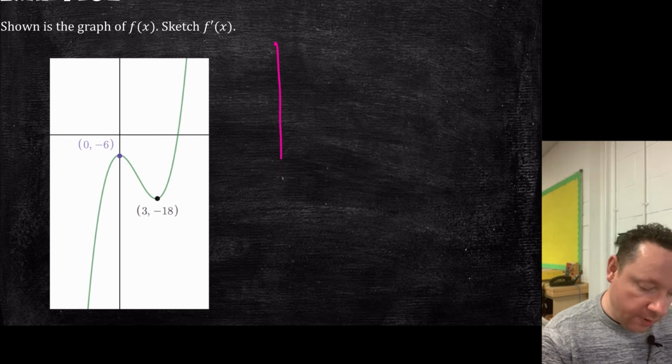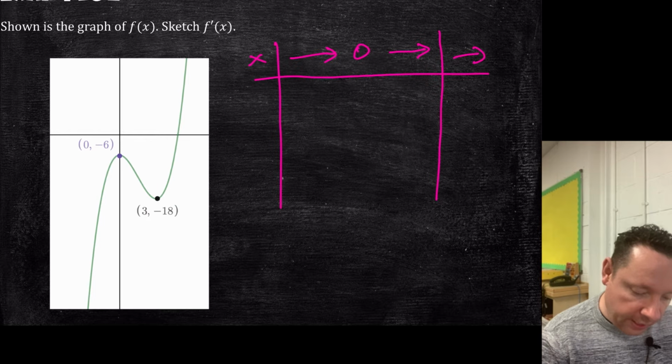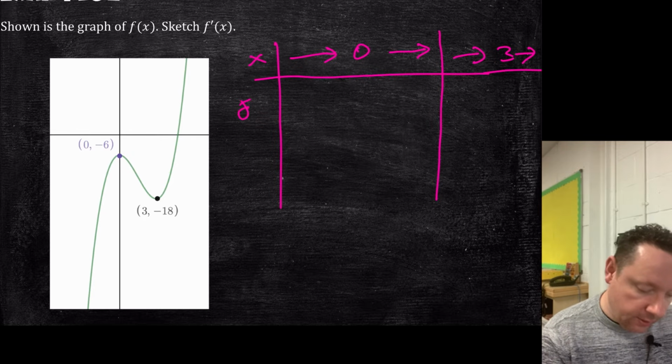So again, we draw a little table for ourselves. We've got x, and we're looking at our turning points. On the x's, it goes to 0 first, and then it goes along. And then the other turning point, it goes along, and then it goes to 3, and then it goes along. So looking at what happens to f dash x, just tracing it.